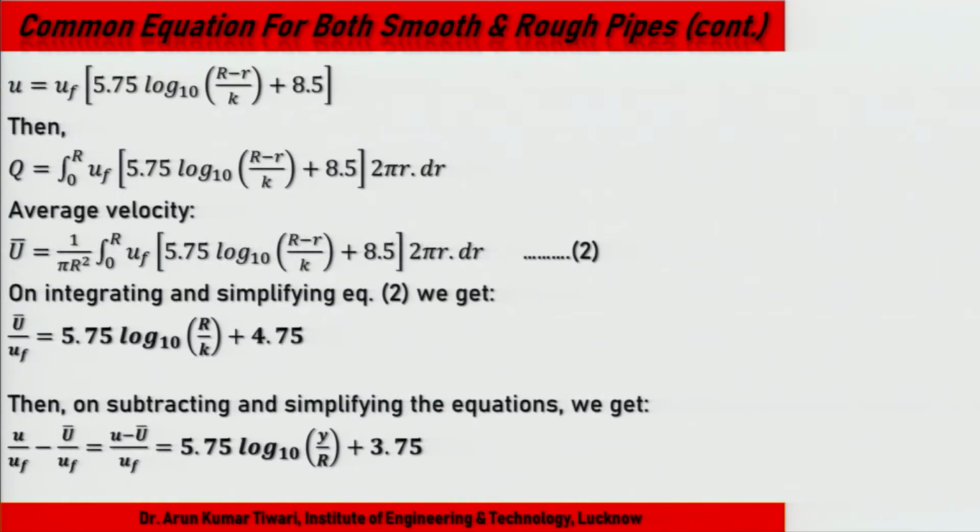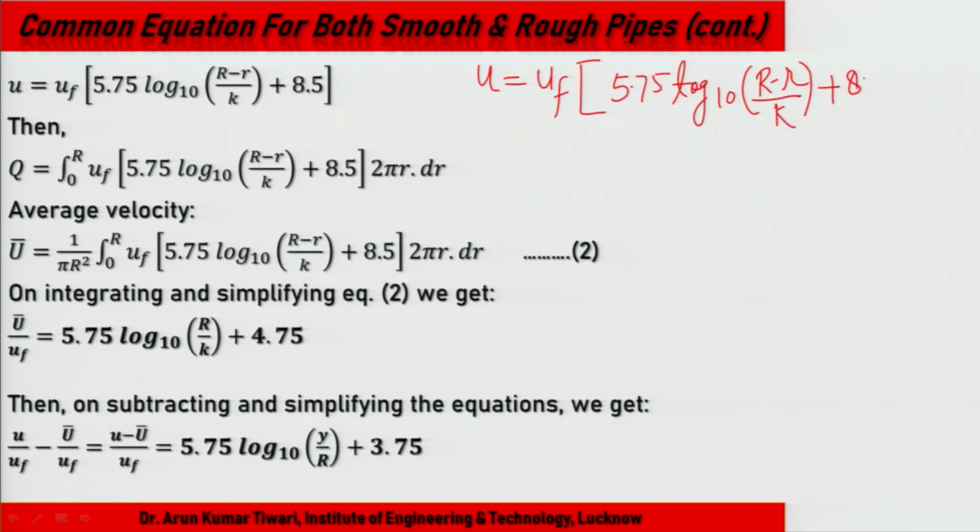So, again, what is the velocity? If you calculate the velocity, this becomes u upon u_f, simplifying to 5.75 log base 10 of (r minus small r) upon k plus 8.5. If you know the velocity, you can calculate the total discharge.